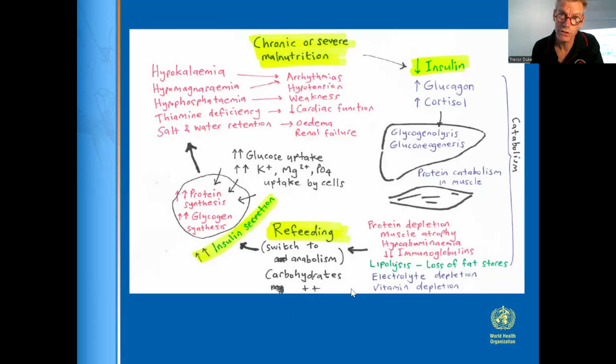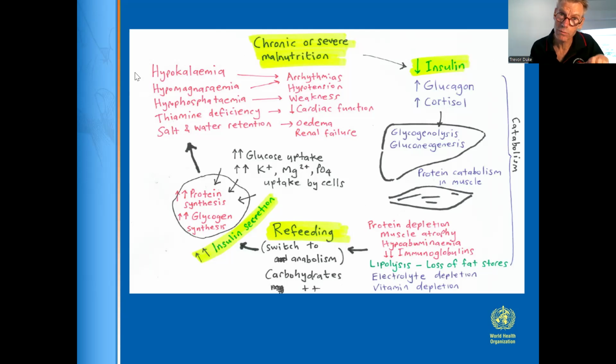The changes that occur in chronic and severe malnutrition are catabolism, right? A reduction in insulin secretion. And then once you start feeding, a marked increase in insulin secretion, increased protein synthesis, increased glycogen synthesis. Glucose gets taken up into cells, and also these other electrolytes, potassium, magnesium, phosphate, and thiamine, get taken up into cells. So there's less of them in the blood.